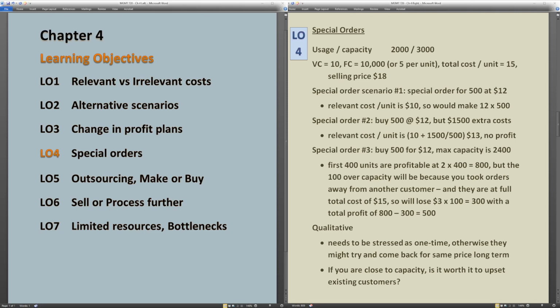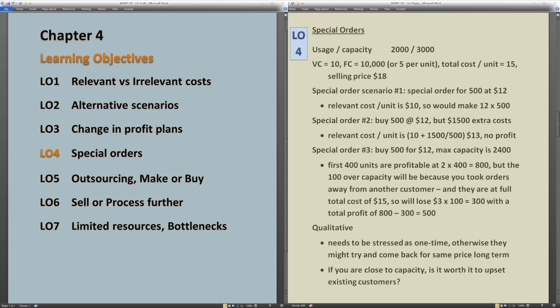So if we just say, okay, to actually build an extra 500 is only $10 per unit, and you're going to pay us 12, well, that would be incremental profit, right? It would be 12 times 500, or $6,000. So special order scenario one, we would say the irrelevant cost is fixed cost because they've already been accounted for by the normal production. Therefore, the only relevant cost is the $10.